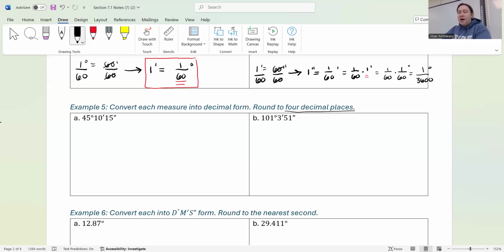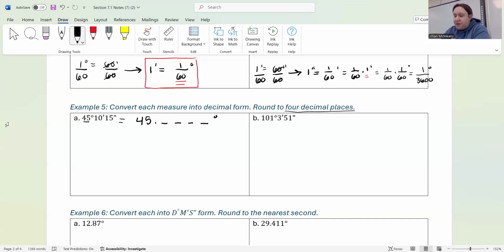So we have for part A, 45 degrees, 10 minutes, 15 seconds. Well, that 10 minutes and that 15 seconds, there's some portion of a degree. And what we want to do is just convert this to just degrees. So this 45 degrees, that's going to be like the whole number. So we know we have 45 whole degrees. And then the minutes and seconds, we want to convert to some decimal portion of a degree.